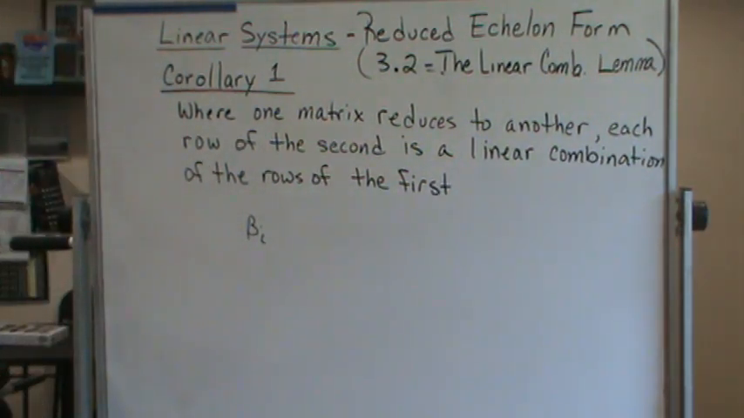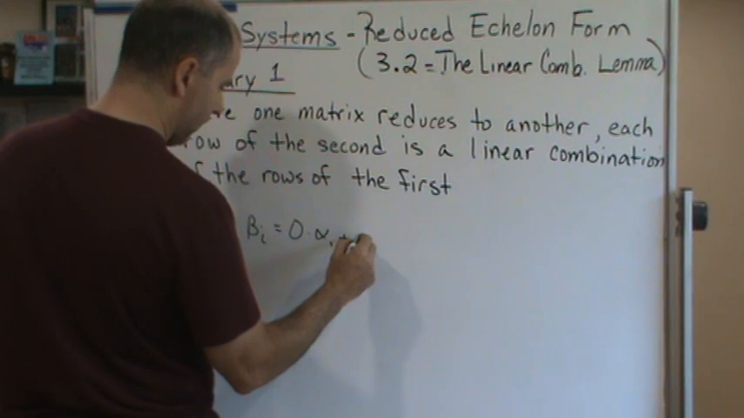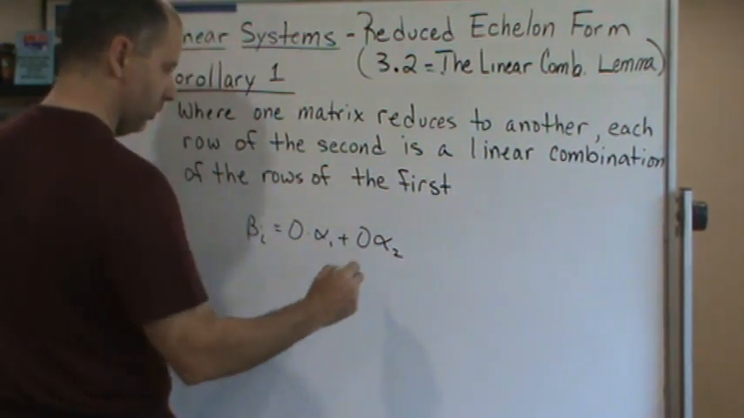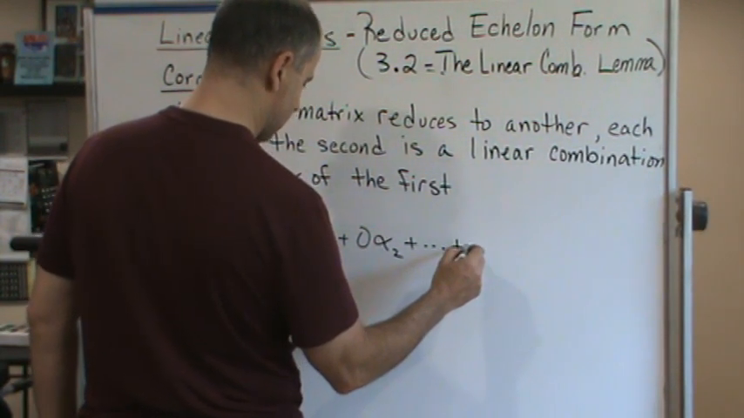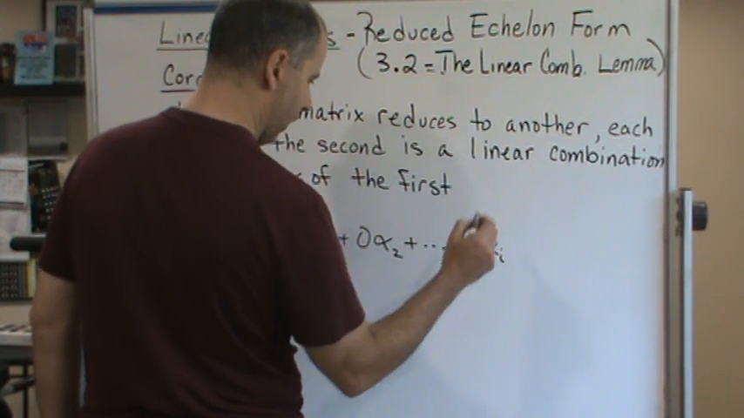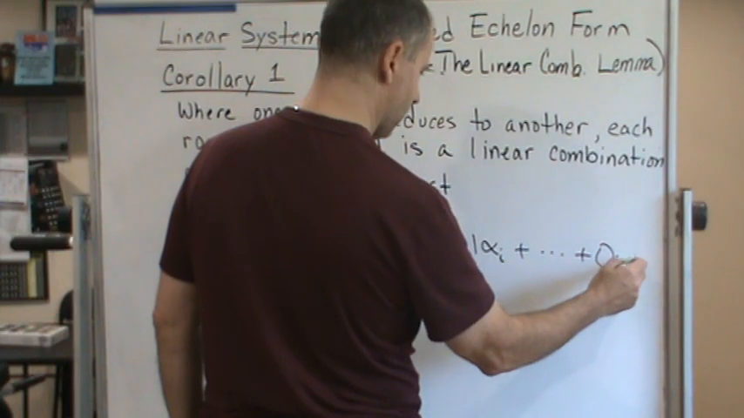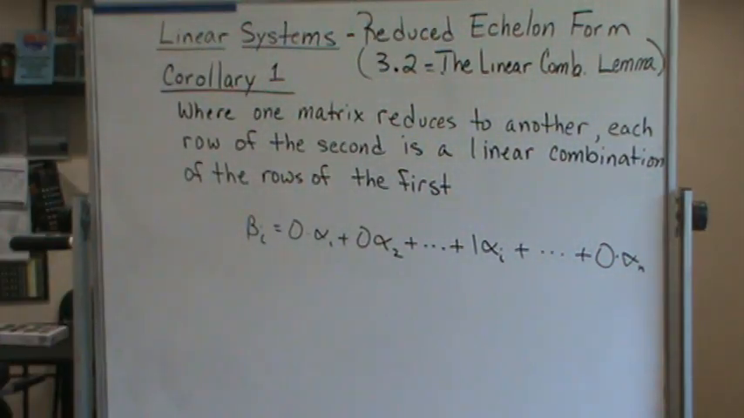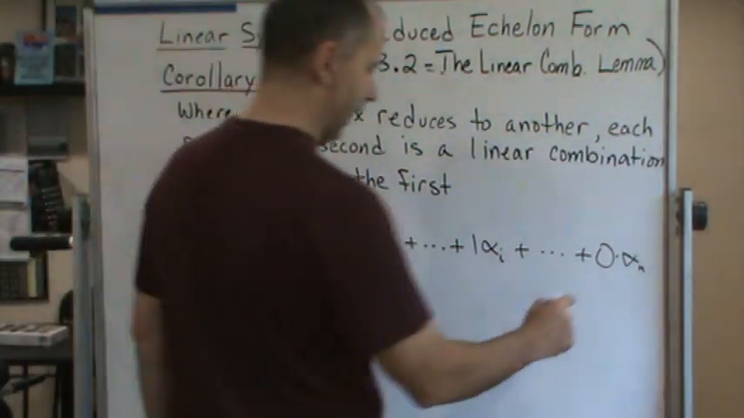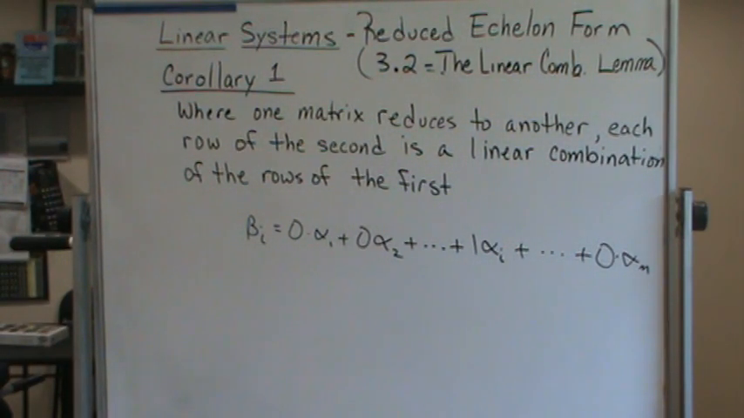beta i equal to zero times alpha 1 plus zero times alpha 2 plus dot dot dot plus one times alpha sub i plus dot dot dot plus zero times alpha sub n, or excuse me, m, right? Okay, so that's trivially true. So that's going to be the base step.